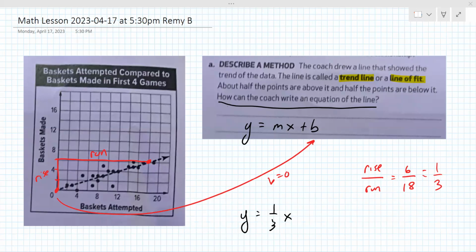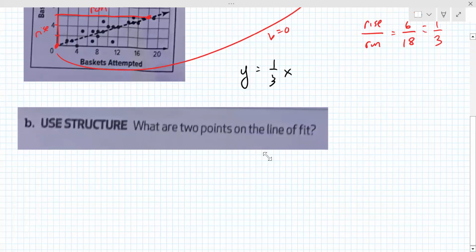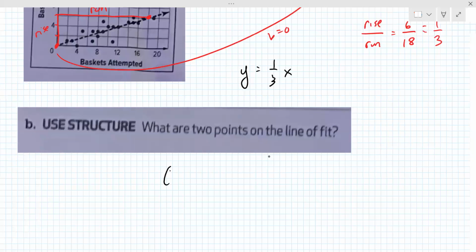Okay, so I guess part A just wanted you to sort of describe it. And then part B is actually carrying some of these things out. What are the 2 points for the line of best fit? So we used the origin, 0, 0. That was this one in the lower left. The other ordered pair was this one here where there were 18 shots attempted and 6 made. Okay, and that's what they're looking for there. 0 and 0 and 18 and 6. Exactly.